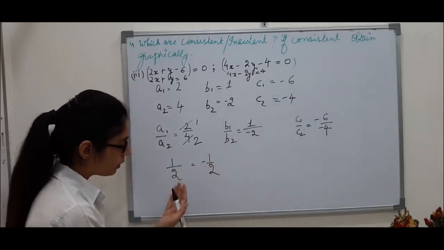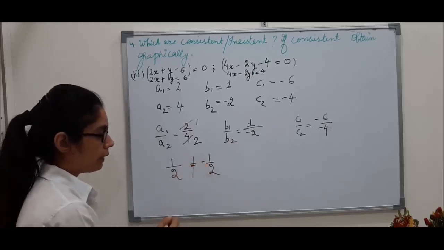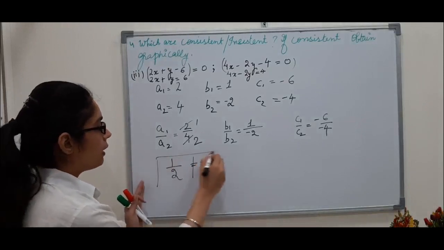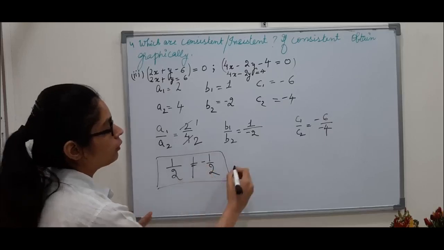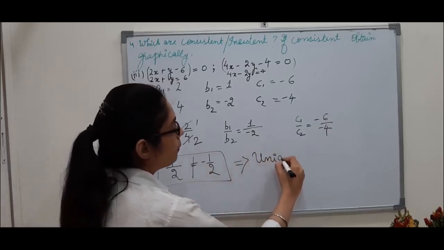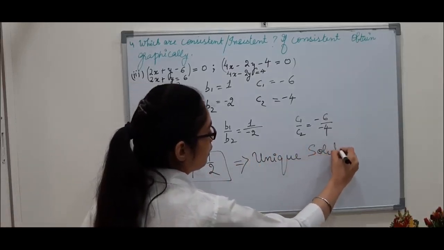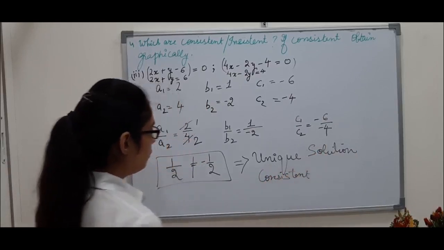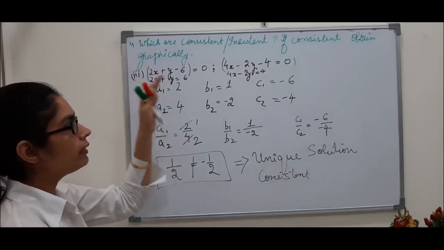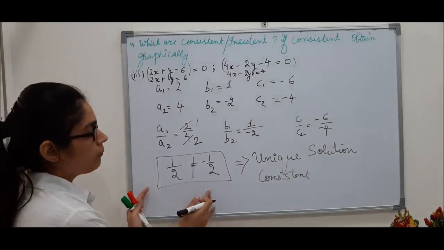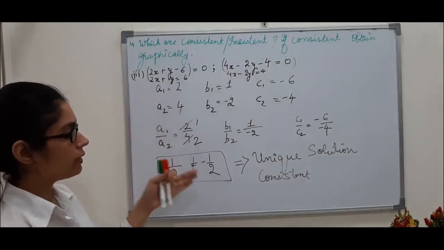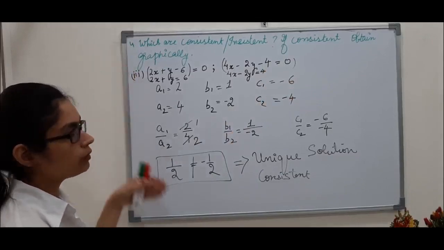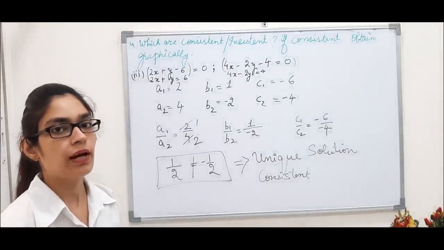See, here only we have found that A1 by A2 is not equal to B1 by B2. So we don't have to go further to look at the values of C1 and C2. Because I know that if A1 by A2 is not equal to B1 by B2, then the pair of equations has a unique solution, and a unique solution means they are consistent. Now the question was to find whether the equations are consistent or inconsistent. We have found the given pair of equations is consistent. So the next part of the question is, if consistent, then you have to obtain the solution graphically. So now let's plot a graph and find the solution. Solution means finding the values of x and y.